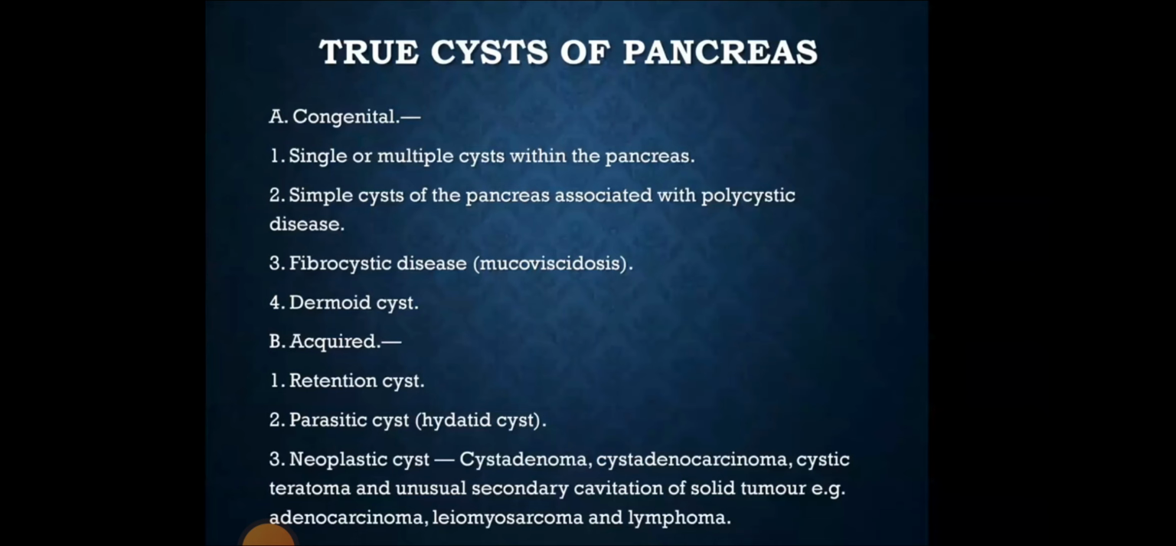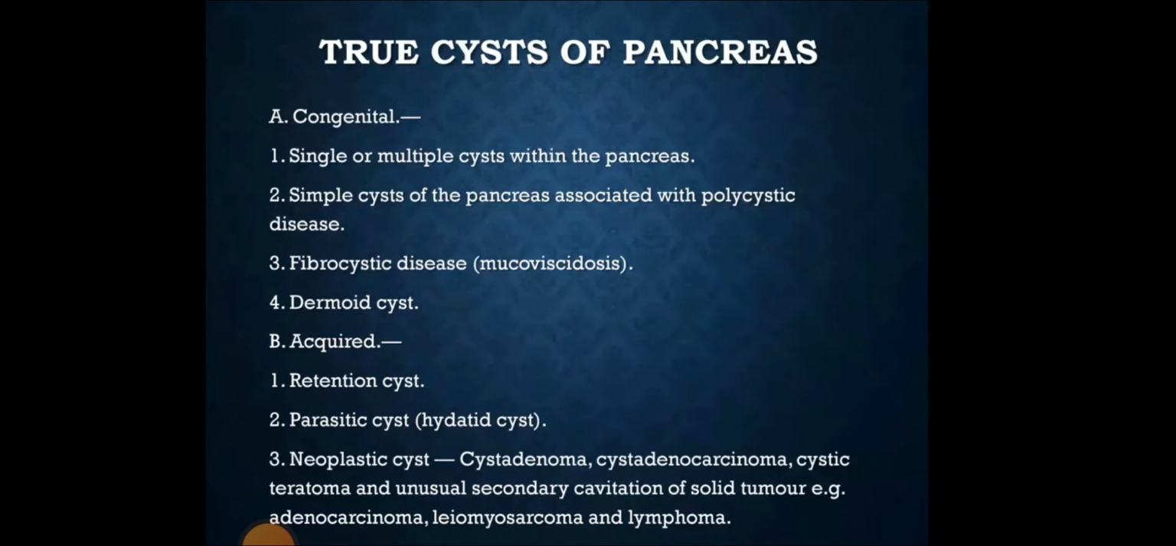Then we have to see what the types are. Based on its communication with the pancreatic duct, it is divided into two: communicating and non-communicating. And based on the onset, it is divided into acute and chronic, then the clinical features, and then the treatment. In acute cases, it will resolve on its own without any treatment. But if it is not resolving, if the size is increasing, or if any complications develop, then we have to go for surgical treatment.